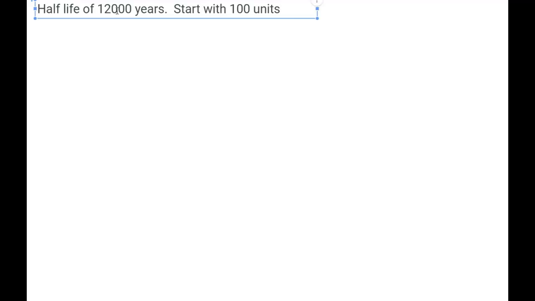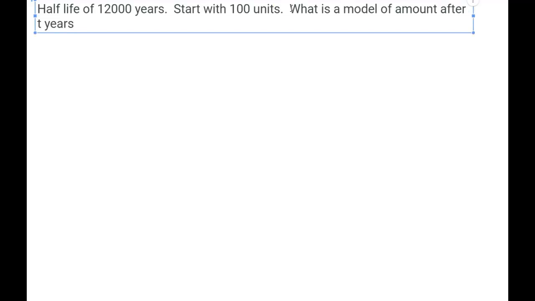1 kilogram goes to 500 grams, right? You better convert that 1 kilogram to 1,000 grams. Now they're comparable. Start with 100 units, and I'll just make this simple. What is a model of the amount after, let's use T years.